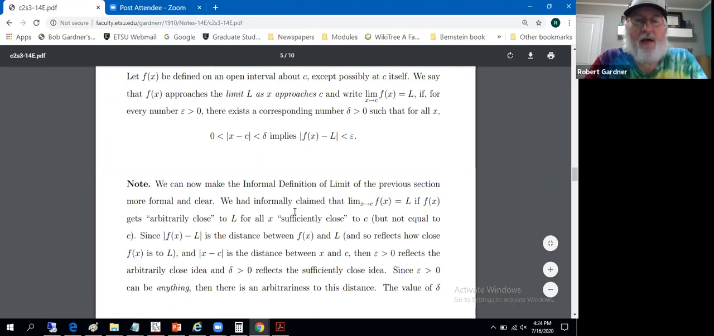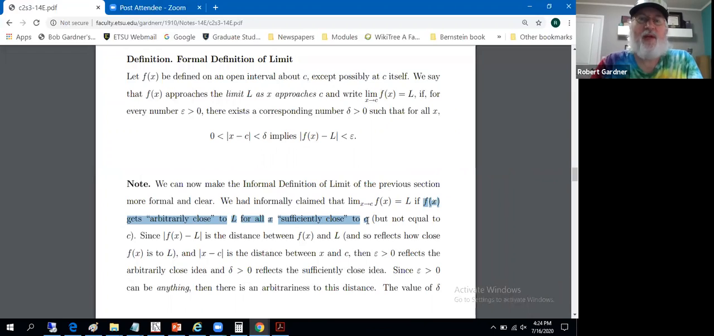We talked about f of x being arbitrarily close to L for all x sufficiently close to c. That's how we stated the informal definition. Well, that's exactly what we've got here. More specifically, the arbitrarily close is the for every epsilon greater than 0. The idea being we can make f of x as close to L as you want. Can't make it equal to it necessarily. Maybe we can, maybe we can't. But we can make it as close as you want.